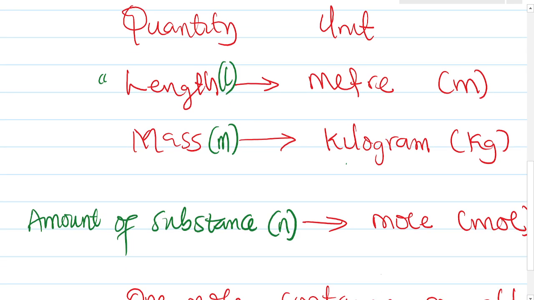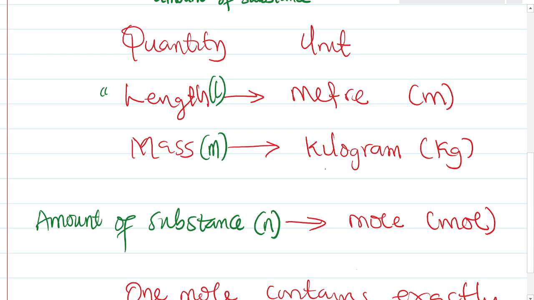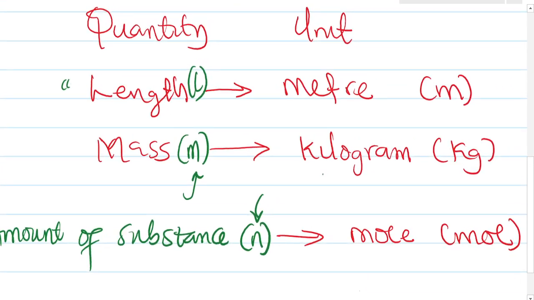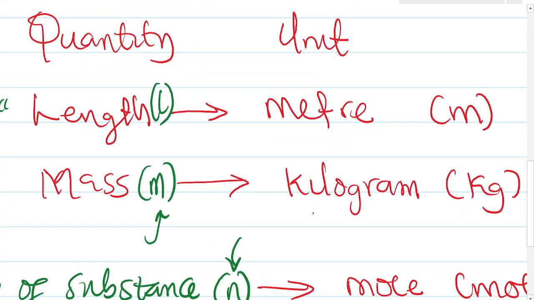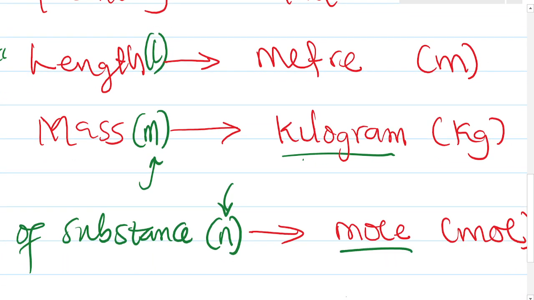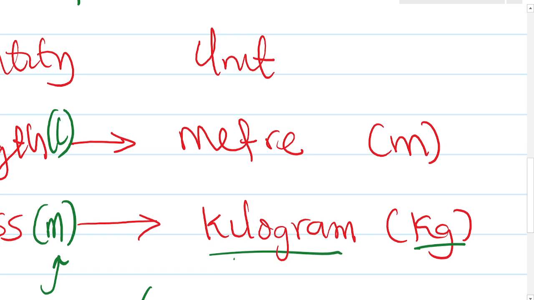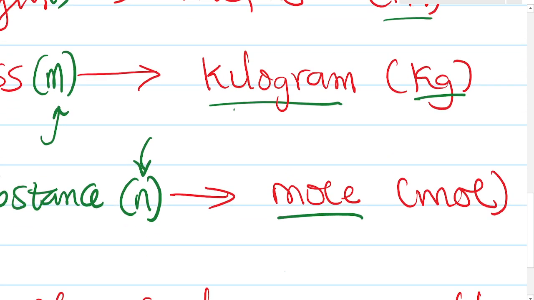The same thing here. If you're asked to find the number of mole, you are just calculating the amount of substance. The mole is actually the unit. Of course, the amount of substance has the symbol n, just like the symbol for mass is m, and for length is l. The unit of length is meter, for mass is kilogram, and the unit of amount of substance is mole. The symbol for kilogram is kg, the symbol for meter is m, and the symbol for mole is also mol, but without the e.